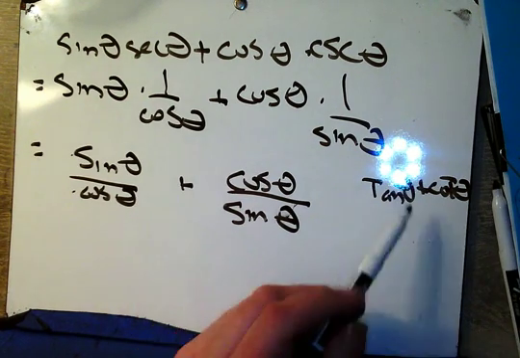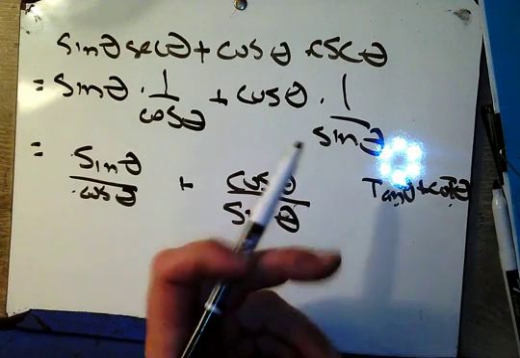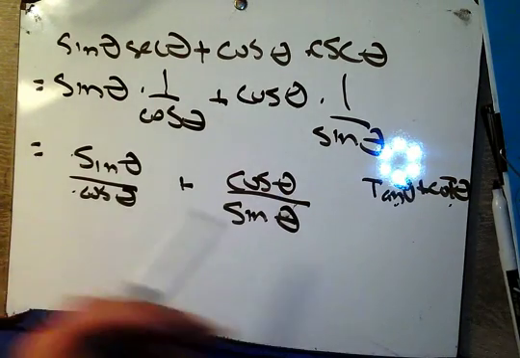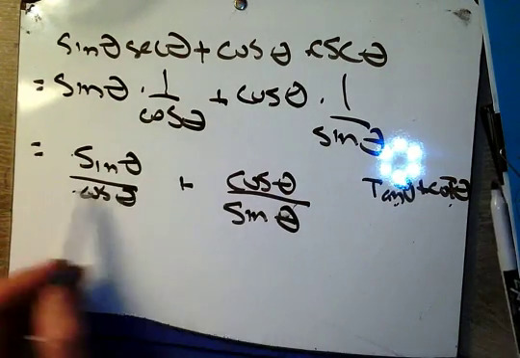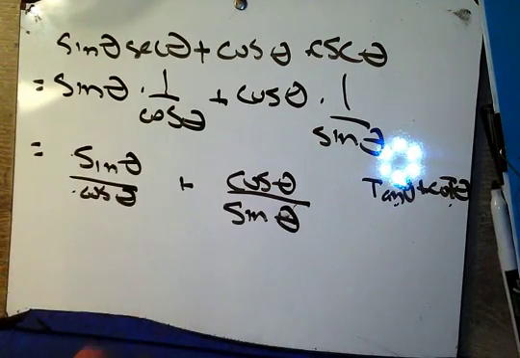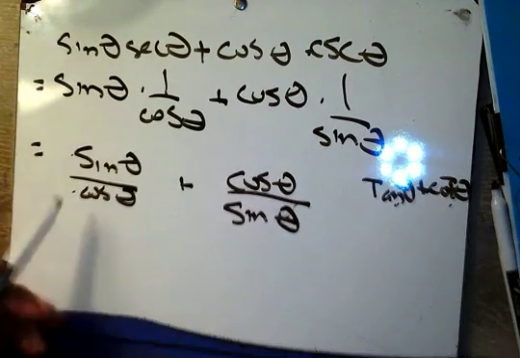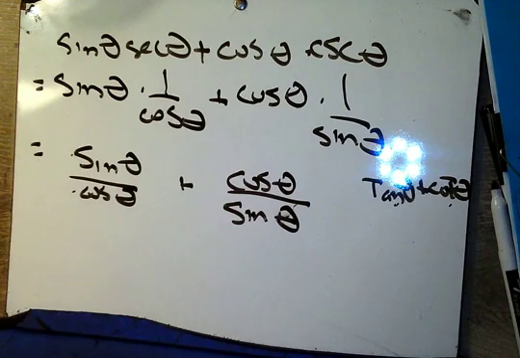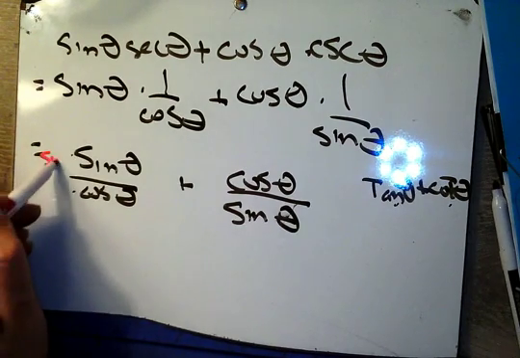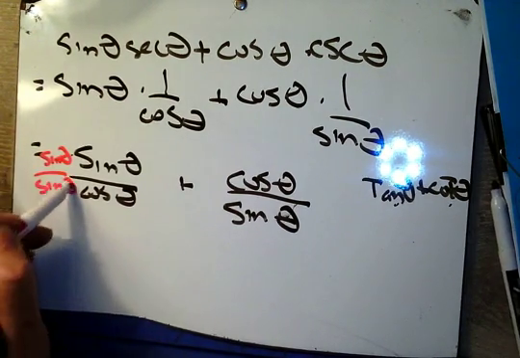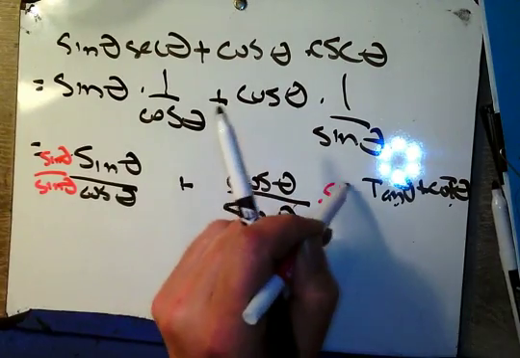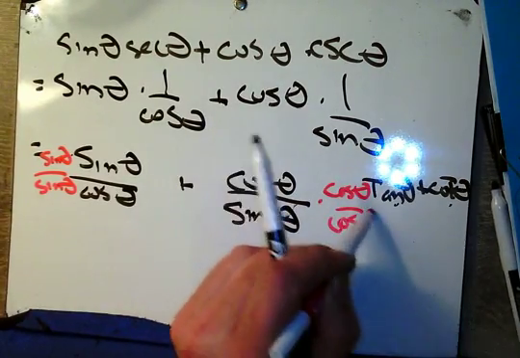And here's why. This is 2 things. And while it could be that my answer is those 2 things, I see here 2 fractions. And I know that 1 fraction is more simplified than 2. So let's make a common denominator here. This gets multiplied by sine over sine. This gets multiplied by cosine over cosine.